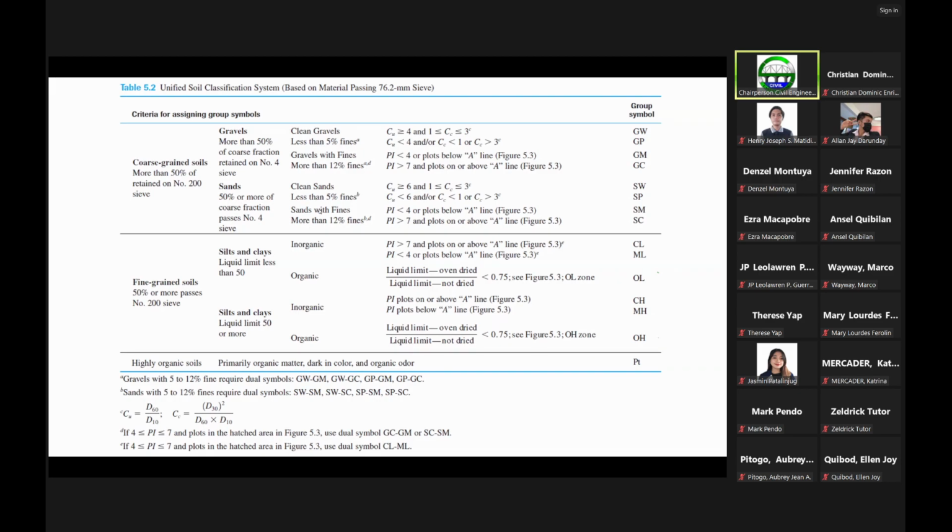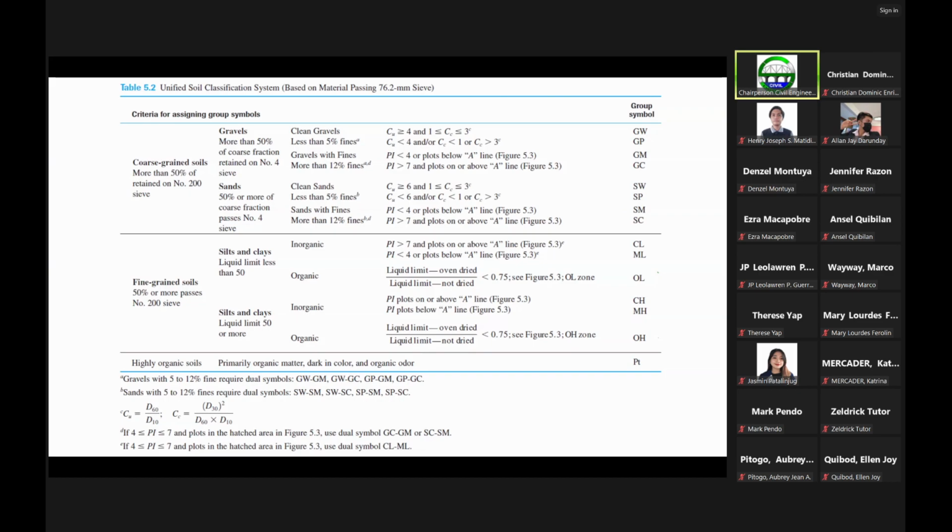Now for the sands with fines, with more than 12% fines, if the PI is less than 4 or plots below the A line, then we call it a silty sand, same as here. This one was silty gravel, but this one here is silty sand. And with the same criteria, we just call it a clayey sand instead of clayey gravel, in the case of sands with fines.